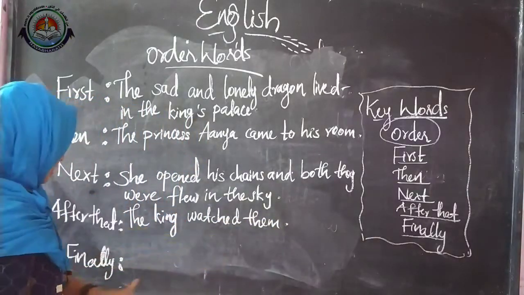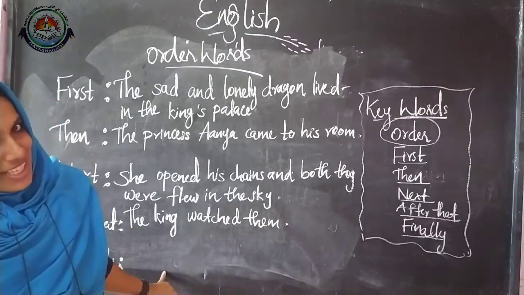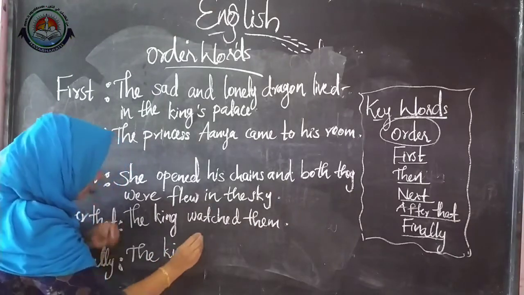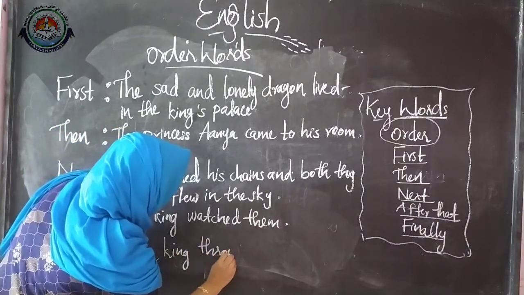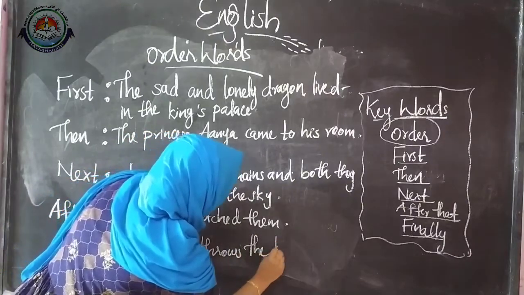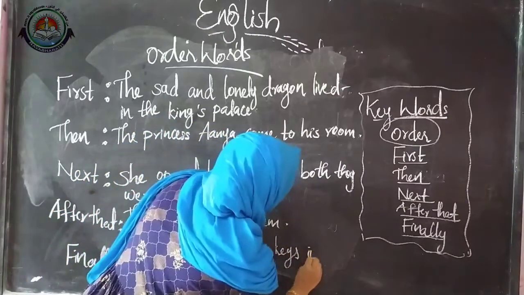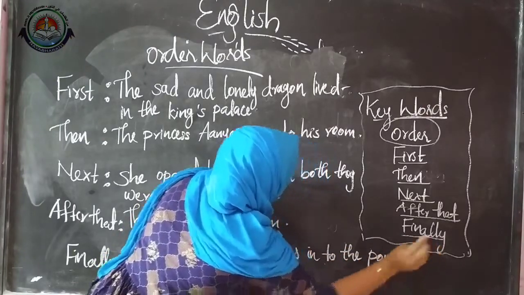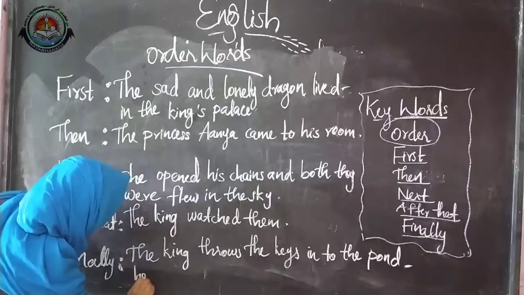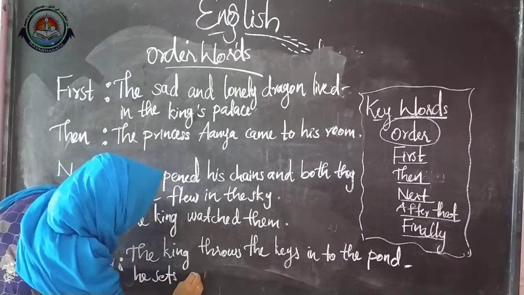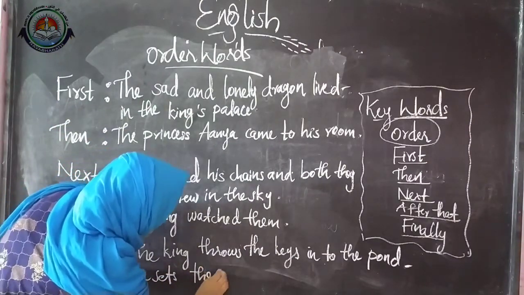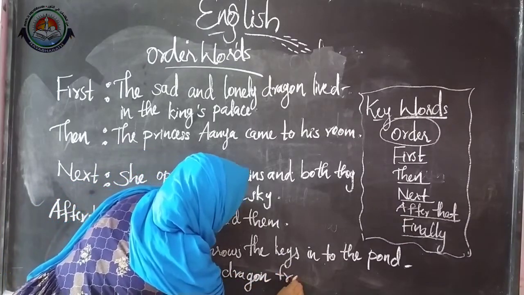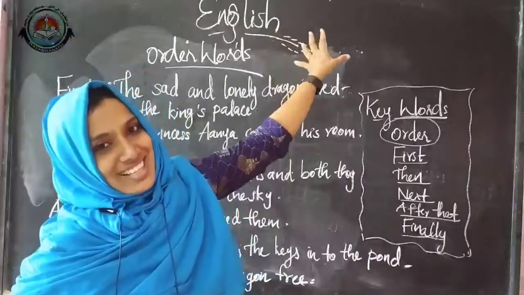The king watched them and finally, yes, the king throws the keys into the pond and he sets the dragon free. Right, he freed the dragon. So he sets the dragon free. So this is the story.